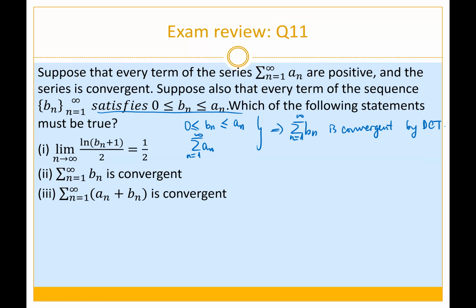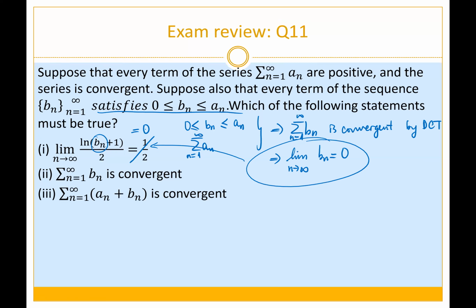And so when you have a convergent series, you have limit of n approaching infinity of Bn is 0. So that is why this is the only thing that really matters in this questions, because we need to know what is the limit of n approaching infinity of Bn to solve that. And to solve that, then we have ln of 1 over 2, which is going to give us 0 over 2. So this one should be equal to 0. And so this one is false.